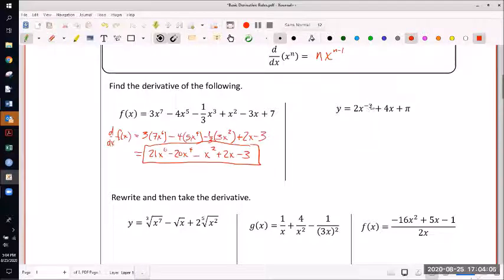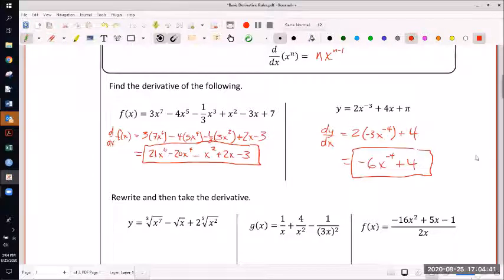For this next problem, notice we have a negative exponent, but the power rule still applies. So we're going to find the derivative dy/dx. That's going to be 2 times negative 3x to the negative 4, right? Negative 3 minus 1 is negative 4. Plus 4x to the 1. The 1 comes down, 1 times x to the 0. x to the 0 is 1, so we just have a 1. And then pi, the derivative of a constant, is 0. We can simplify this then. This is negative 6x to the negative 4th plus 4. And that's the answer.